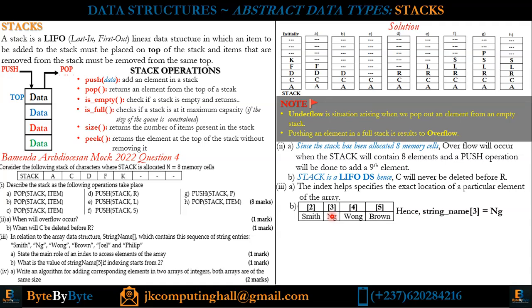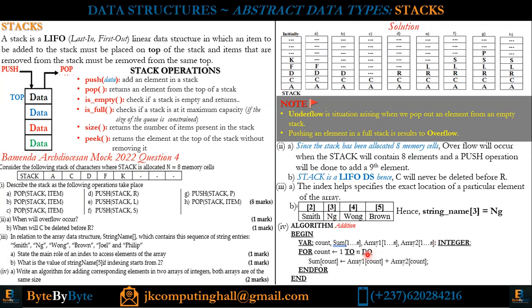Now, sub 4. Write an algorithm for adding corresponding elements in two arrays of integers. Both arrays are of the same size. So this is simply what you are going to have. Algorithm addition. Remember, I told you when we were writing must-know algorithms concerning arrays that the majority of the algorithms you are writing concerning arrays must be made using a loop, or precisely the for loop. And here we are simply taking one element from the array with the other element from the other array, we add them and we insert the result at the same position but in a different array.